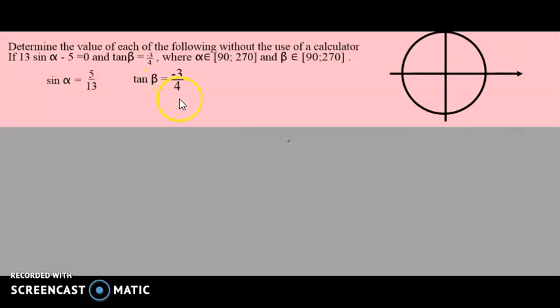The next one says to me tan of beta is negative 3 over 4. So where is tan of beta negative? I need to look between 90 and 270, so either the second or the third quadrant. Tan is positive in the third quadrant, so it must be in the second quadrant.